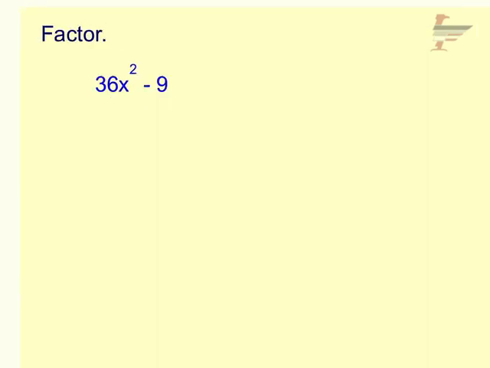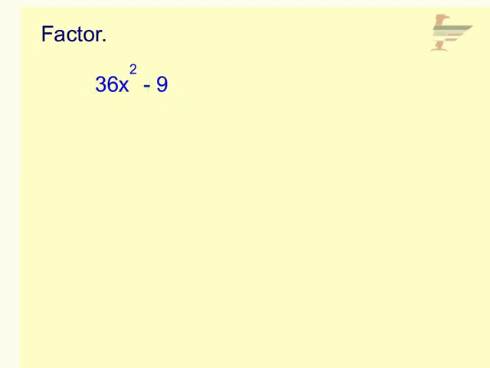Here's just another quick example. Two terms, check to see if it's a difference of squares. We're subtracting, so there's the difference. Did we square anything to get a 36x squared? That's a 6x times a 6x. Did we square anything to get a 9? Well, that's a 3 times 3. Oh, and you know what I forgot to do?